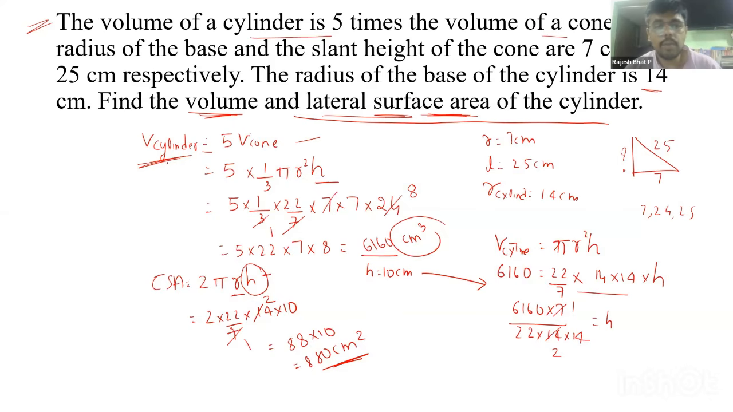So what I did in this problem, I found the volume. I used the relationship. I found the volume of the cylinder, then the lateral surface area. This is the formula. Height, you'll simplify. Again, I used this formula: the volume of a cylinder is pi r square h. Then I simplified and I found the height. So you need to solve many problems.